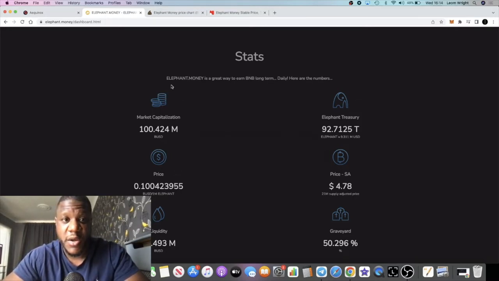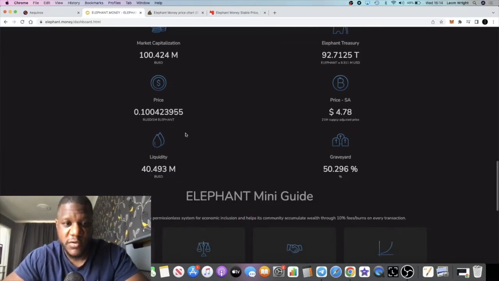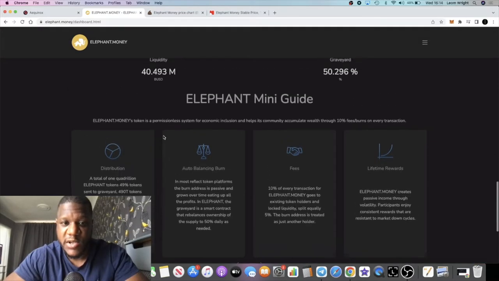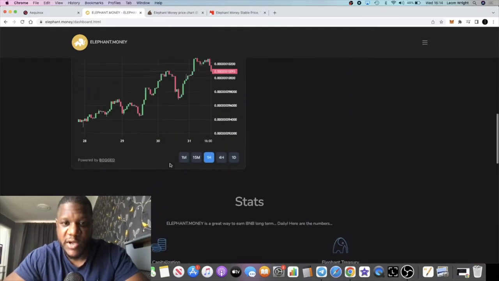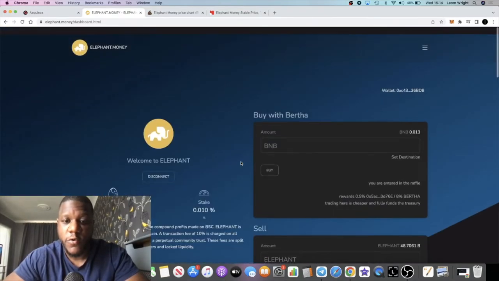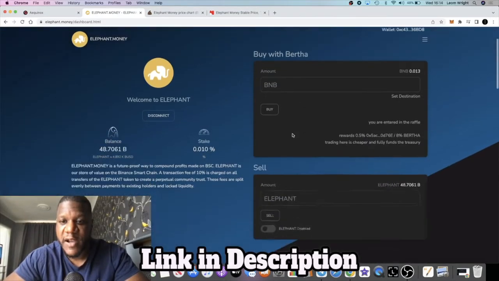All right, guys, the market cap you can see is 100 million. They've got a treasury of 92.7 trillion Elephant, $9.3 million or so. Without going into all of the detail, you can look at the tokenomics and check it out on the website. But I just wanted to put this on your radar as a potential hold. What you can do is buy with Bertha.